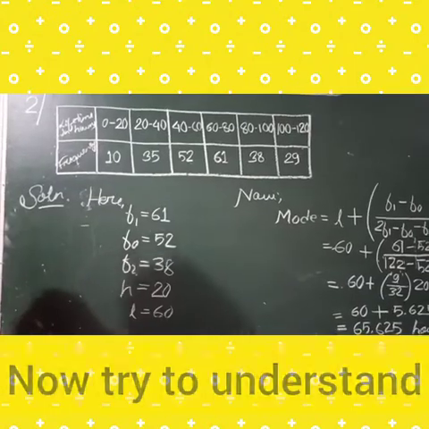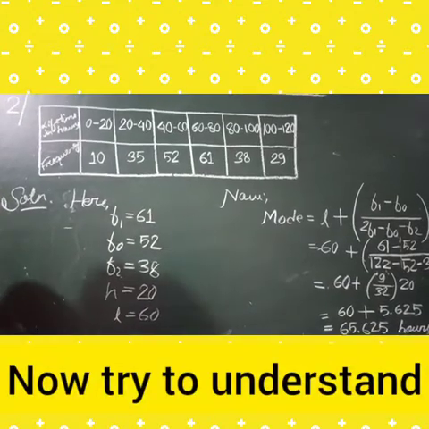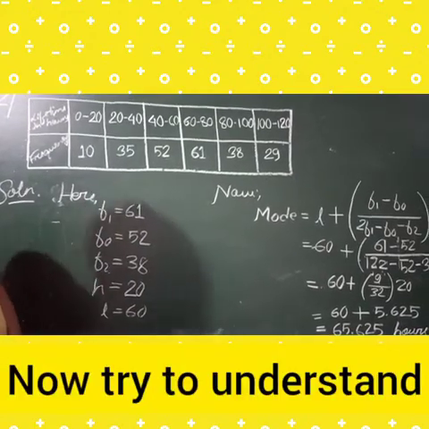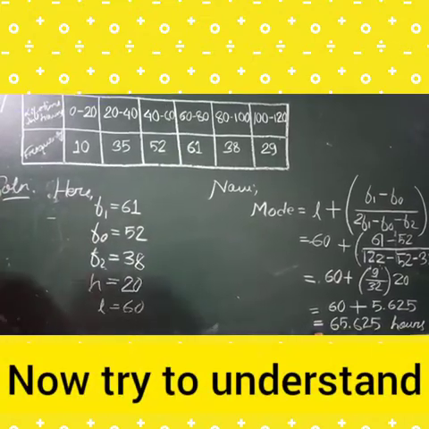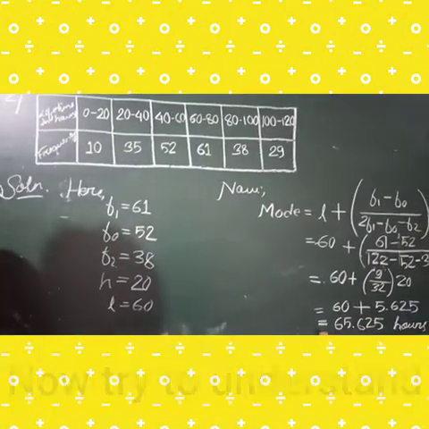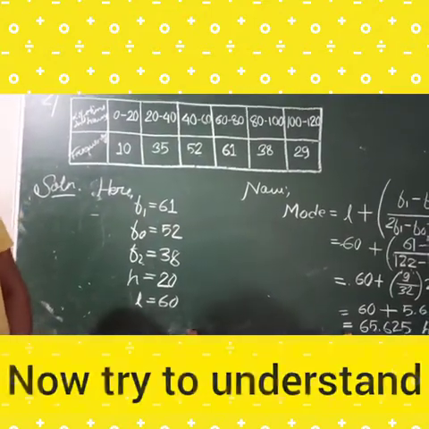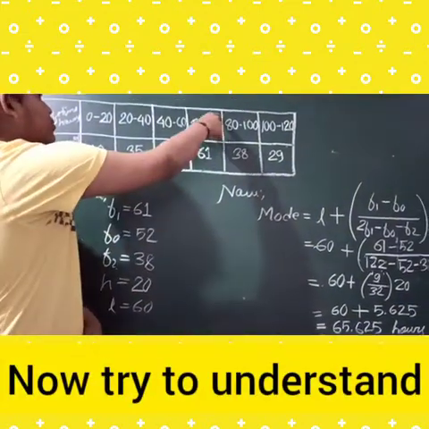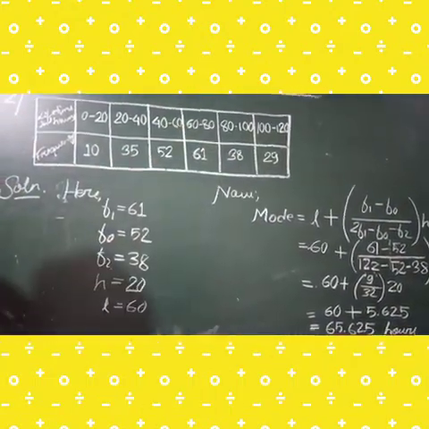Next, F0 is the preceding frequency of the frequency distribution table. F2 is the succeeding frequency of the frequency table, that is 38. H is the height, the size of this modal class, that is 20. And L is the lower limit of this highest modal class, that is 60.